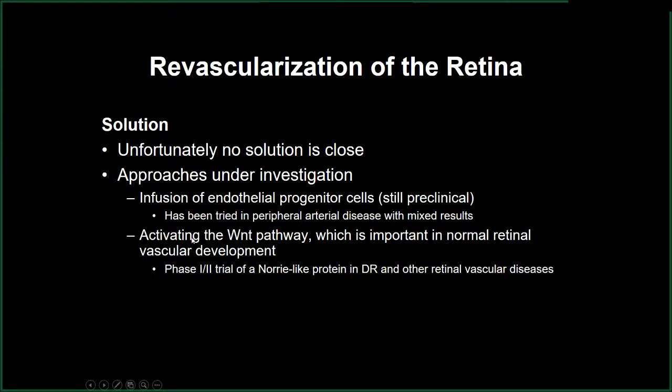Another approach, which I'm excited about, is activating the Wnt-Frizzled pathway. So Wnt is very important in normal vascular development in the eye. Not so much in other parts of the body, but in the eye very much so. So now there's a protein that's been developed which is basically an agonist in this Wnt-Frizzled pathway. And it's just entering phase 1-2 trials. We may be starting it here at UofL as well. Be interesting to see if it works. I really hope it does.